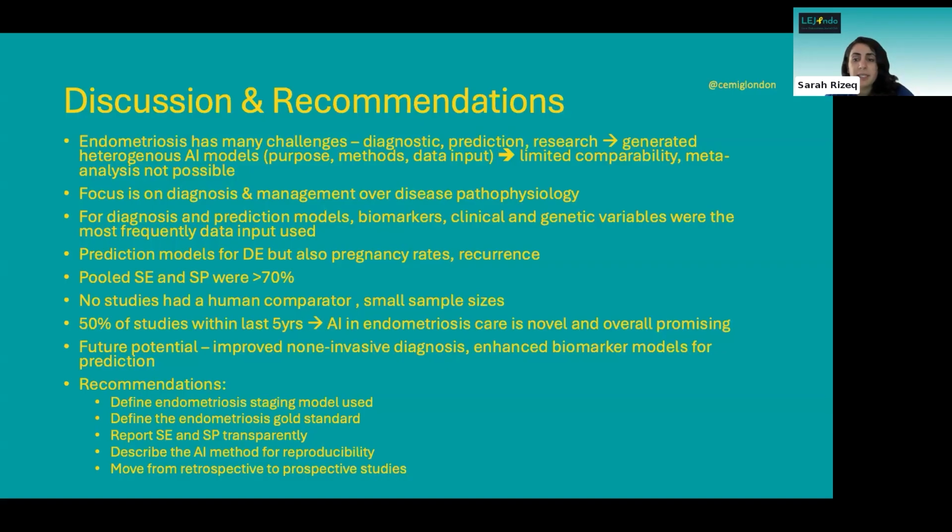They have just made the recommendation that in general with AI, we need to describe the method so that it can be reproducible, move towards prospective studies rather than retrospective studies, and report the sensitivity and specificity. And that's all from that study.